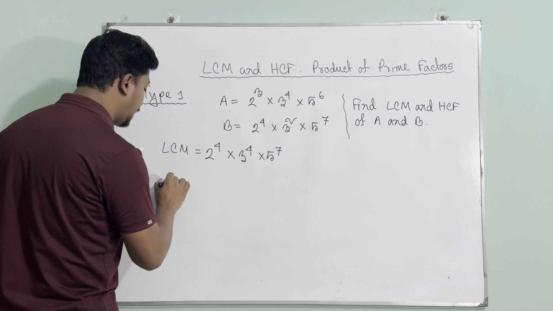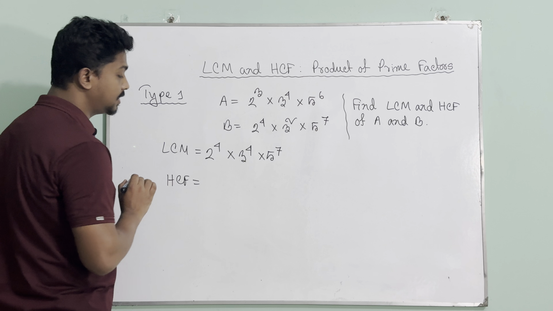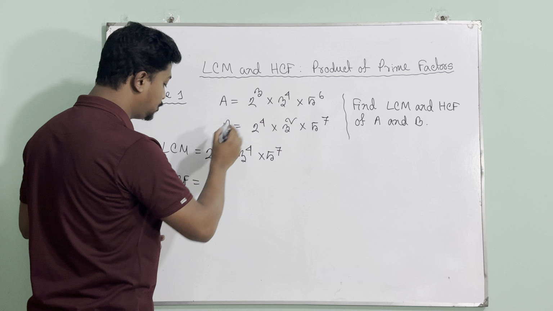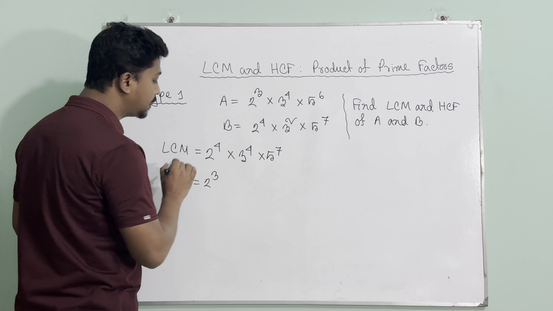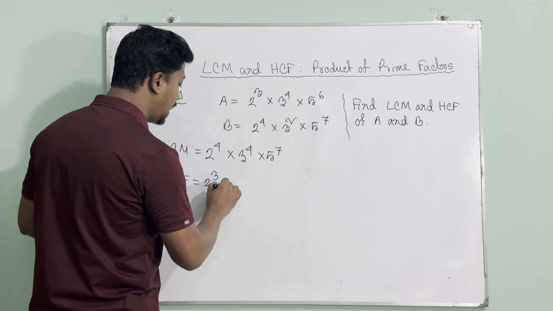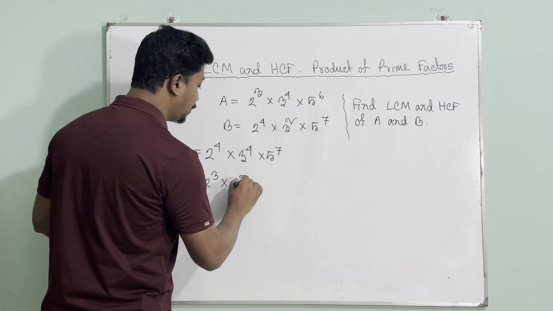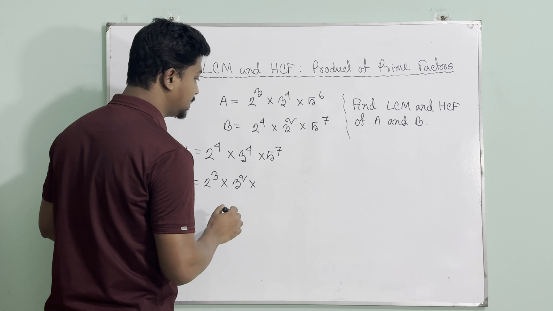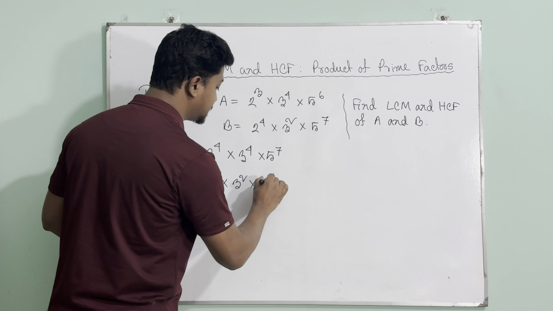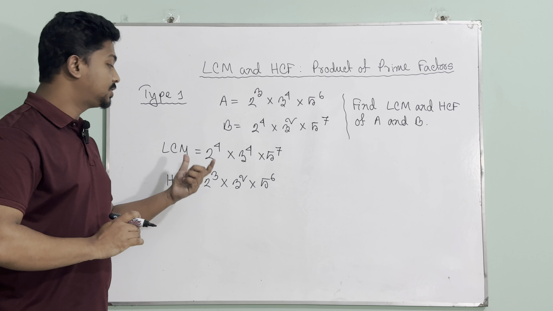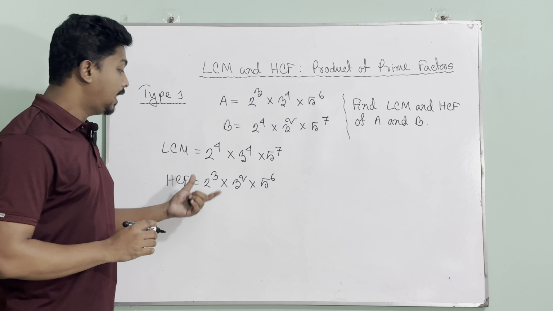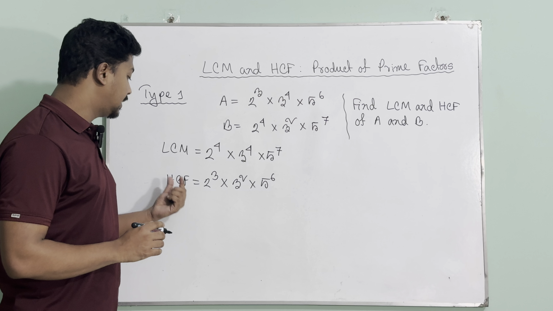And HCF will be exactly opposite. For example, here we have 2 to the power 3, the smaller one. We're going to take the smaller one for the HCF. And for 3, we have 3 square. And between 5 to the power 6 and 5 to the power 7, we have 5 to the power 6. And that's it. This is how, by taking the higher power, you can get the LCM, and by taking the lower power, you can get the HCF.